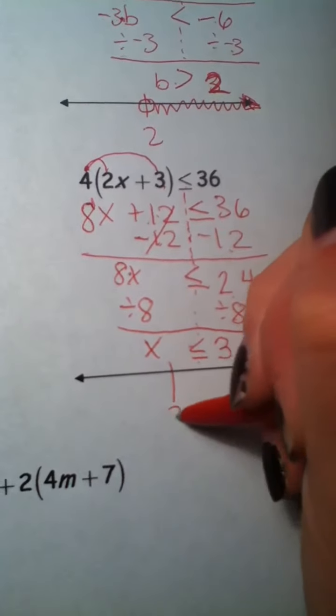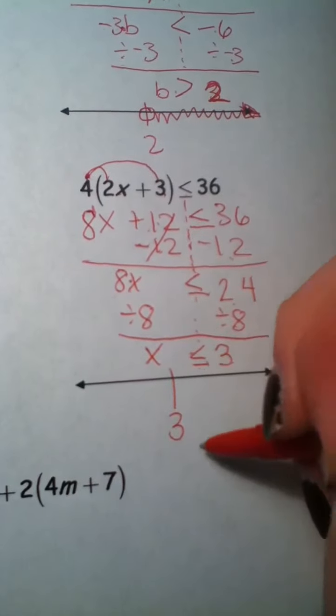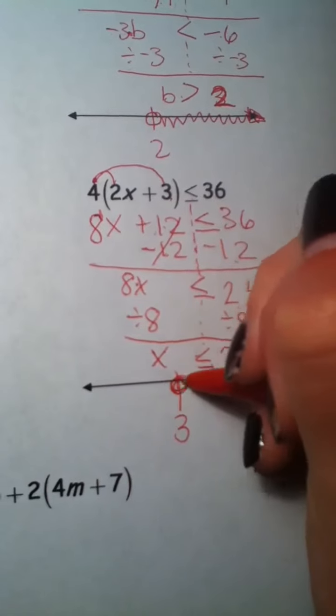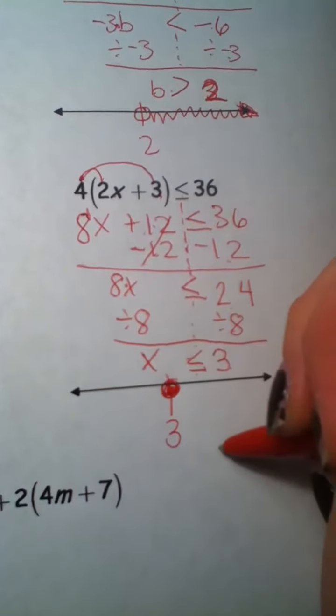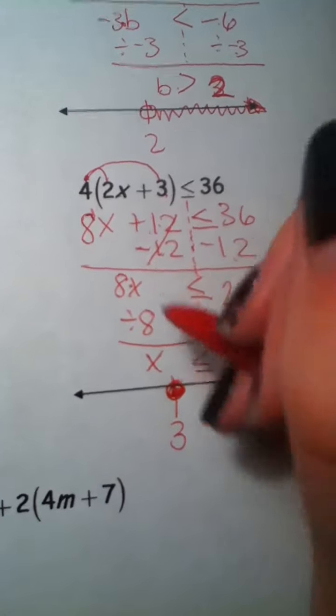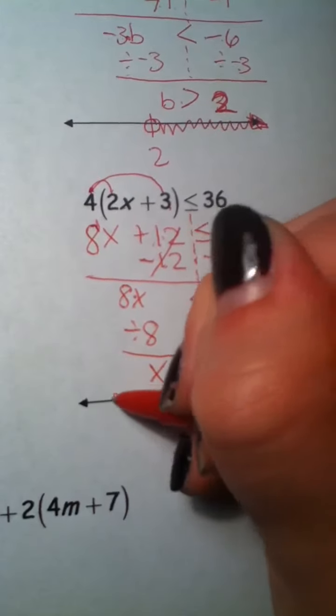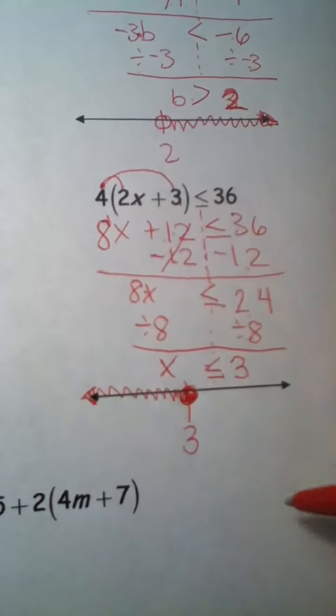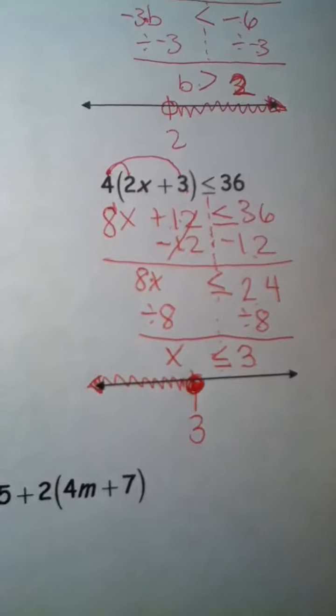So here's 3 on the number line. This equals to tells us to include 3. Fill it in. Close circle. But x needs to be less than 3. So we need to go down, down, down. Okay? Down, down. Hey, that's where I am today.